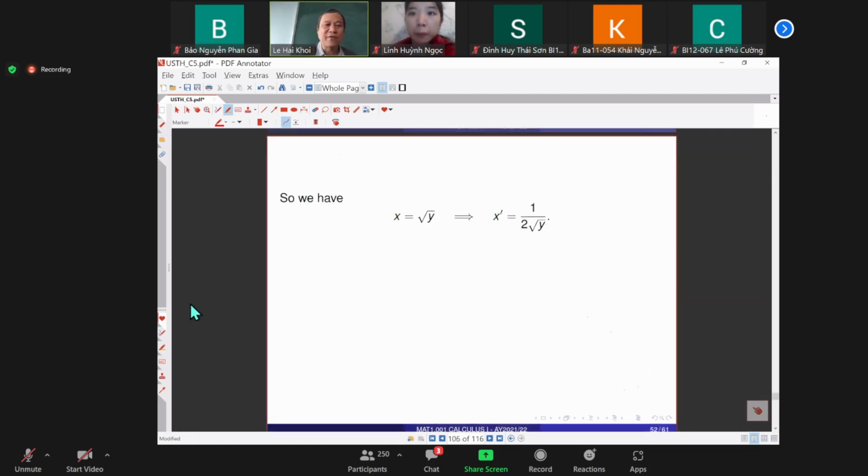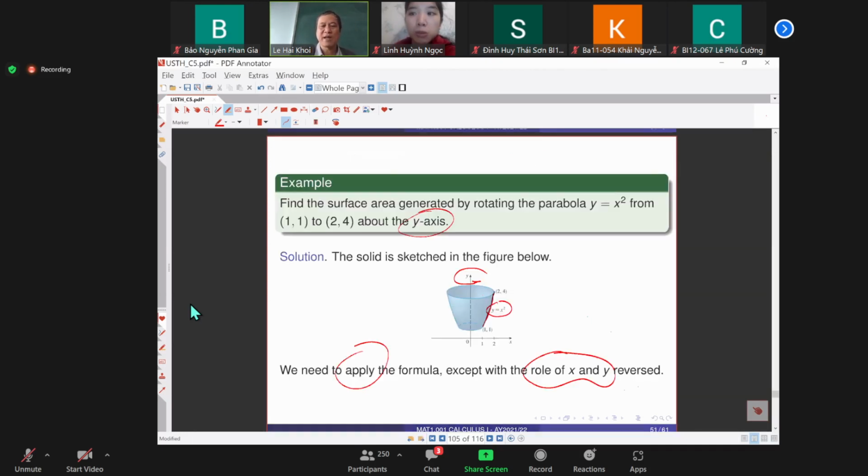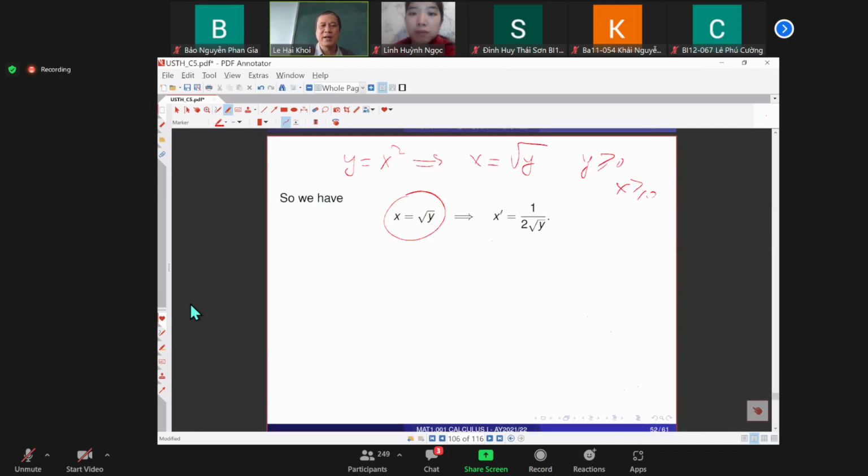Okay, from y equal to x squared, you have x is the square root of y. You take this one, right? That, and x also positive. You take here x equals square root of y, which means x is a function of y. Then you have x prime is g prime with respect to y.